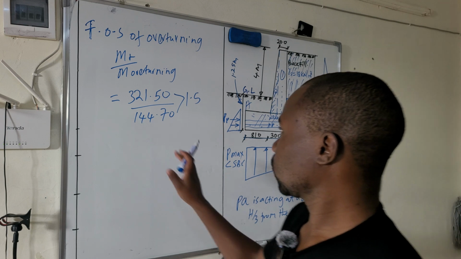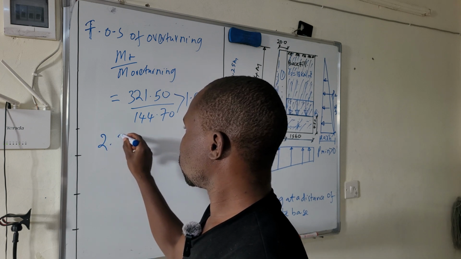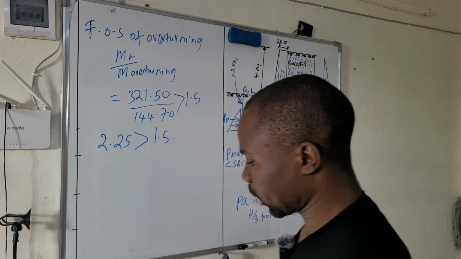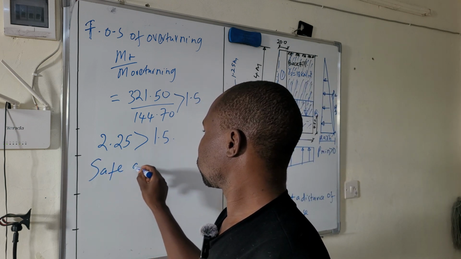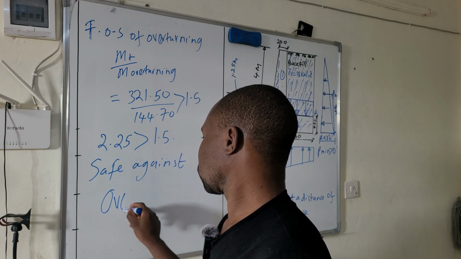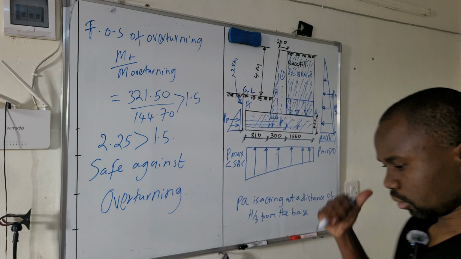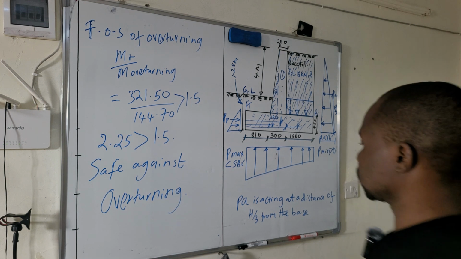So if you punch your calculator, if you carry out the operation, you will get 2.25, which is greater than 1.5. Therefore, safe against overturning. And then we check for sliding. So let's check for sliding.